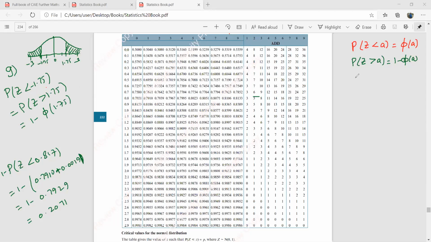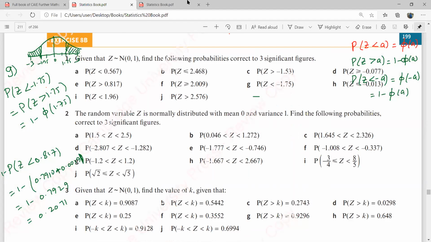So for your notes, you can write it down that if you have probability z is less than minus a, which is going to be phi of minus a, you can write it as 1 minus phi of a. I'm just leaving it up to you how to see this table, and I'm going to cover these cases quickly. Now look at the case where you have to find this. Are you clear why this is 1 minus phi of a?